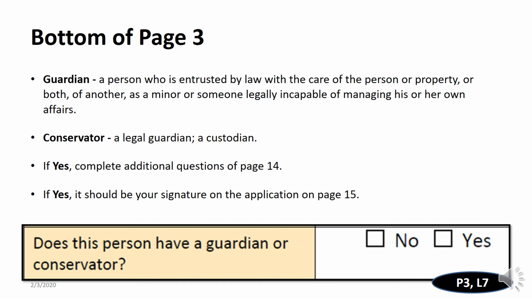The bottom of page 3 of the application talks about guardian and conservator. If you are the legal guardian or conservator for the applicant, if your answer is yes to that, then there will be some additional questions you'll need to complete on page 14, and also it should be your signature on the application on page 15, which is that final page waiting for that final signature. You'd want to make sure the legal guardian or conservator signs that application and also prints out a copy of the paperwork that proves they're the guardian or conservator and submits a copy of that along with the application.